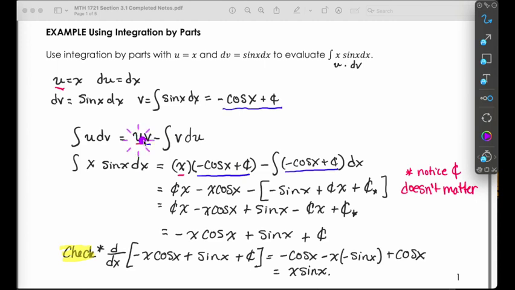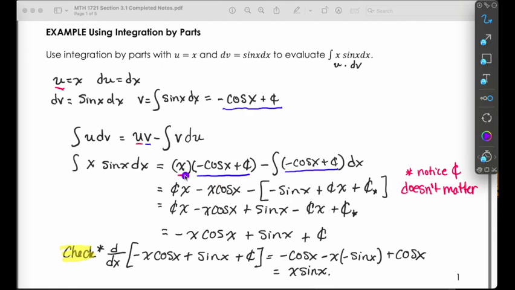Then I take my u times my v. My u is x. My v we got is minus cosine x plus our constant. Then we're going to minus the integral of v du. That's this part right here. So I'm going to subtract the integral of v du. So here we go. This is our v, this is our du, or dx.